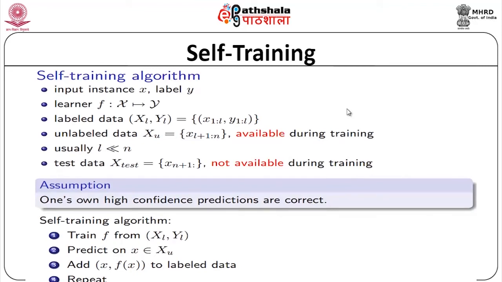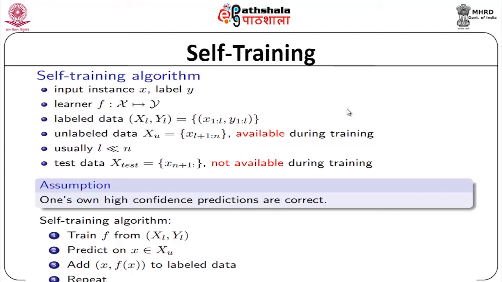So, the input instance x and the label y. The learner will learn a mapping from the input space to the label y. Labeled data you have, and the unlabeled data you have without the labels. The unlabeled data is available during training. Usually the number of labels is less than or equal to n. Then you have the test data. This test data is not available during training. So, these are the self learning algorithm's inner details.